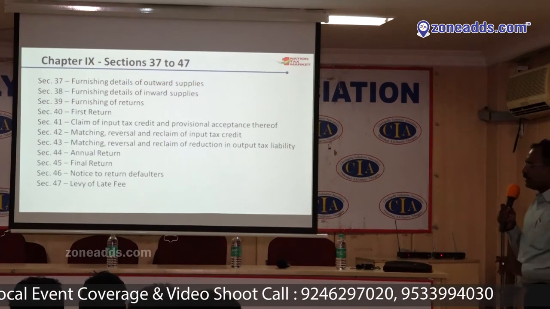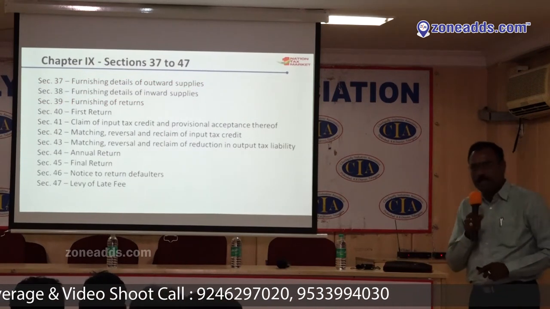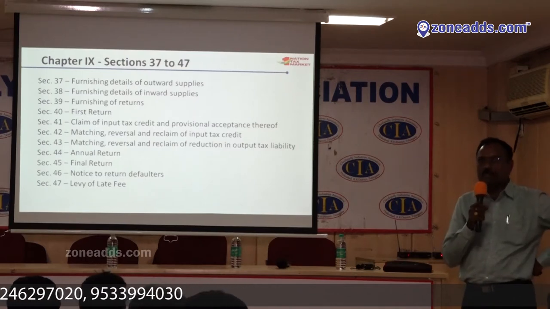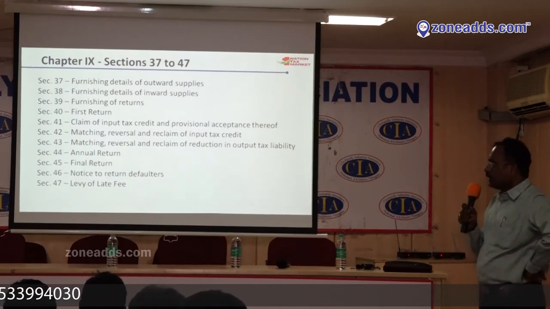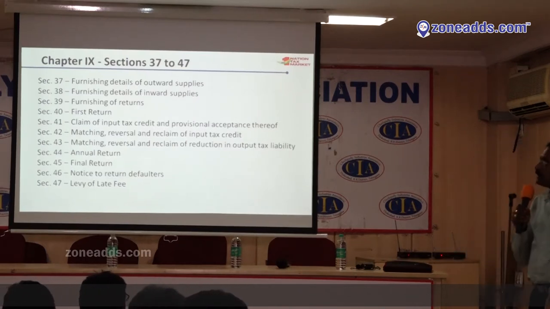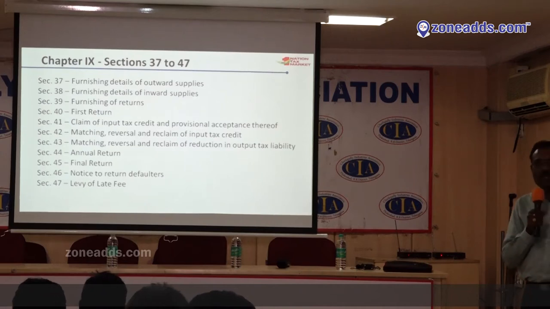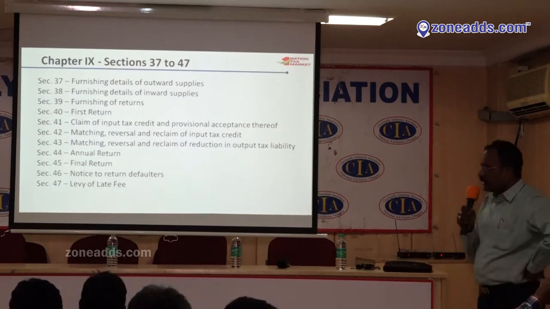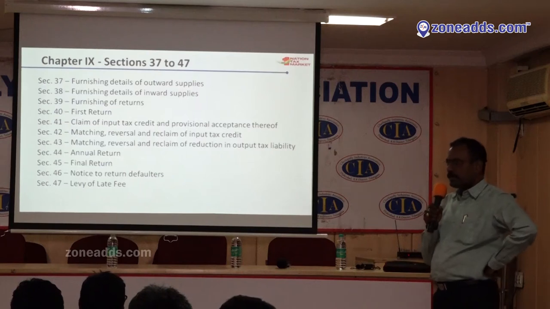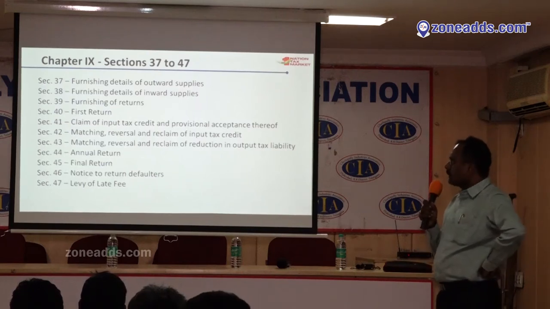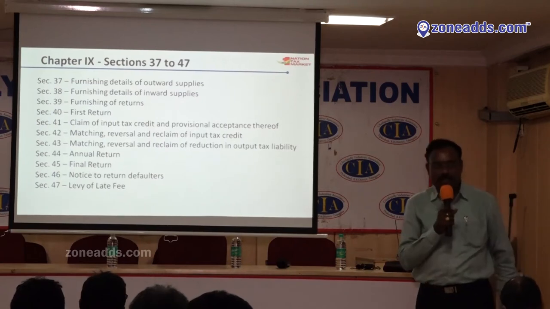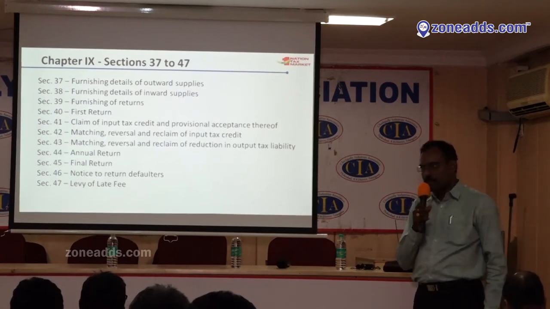So these are the main sections as far as returns are concerned. Section 37 deals with filing of the GST R1 return, that is outward clearances. Section 38 is for filing the GST R2 return, where credit on inward receipts is mentioned. Section 39 is for the GST R3 return. We are not filing GST R3, we are filing GST R3B. It is a temporary return.